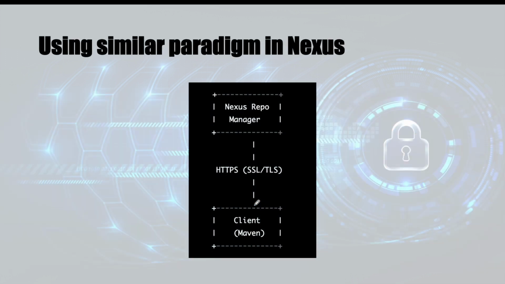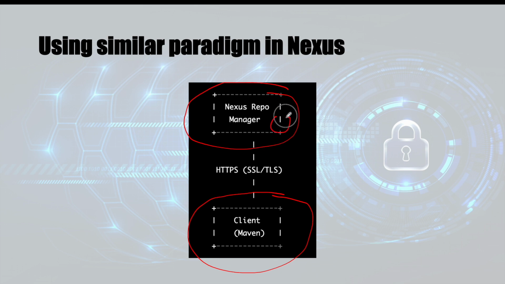Now let's see the similar paradigm in Nexus. Nexus provides a repository, a package repository. So you have a client, let's say Maven, the build tool, and there is a repository which is the Nexus repository. The same concept applies. You have this SSL between these two, there is a certificate here, and this certificate is basically used to verify that this is a genuine repository.